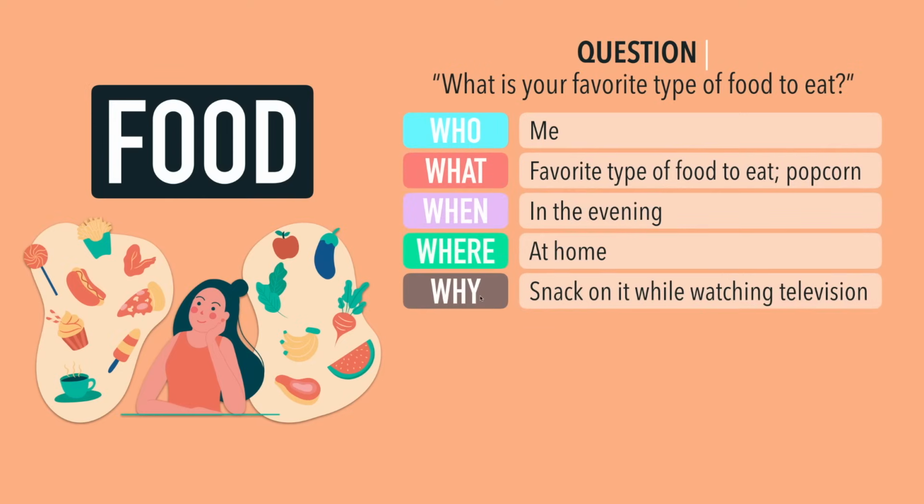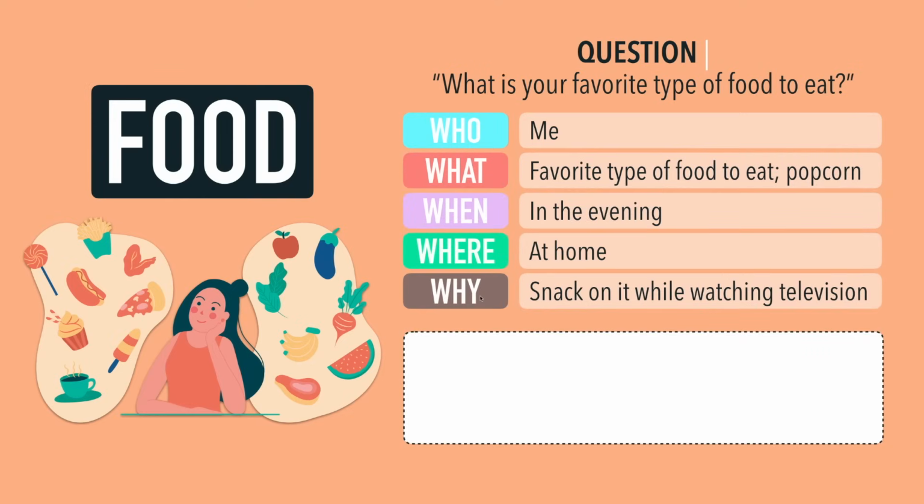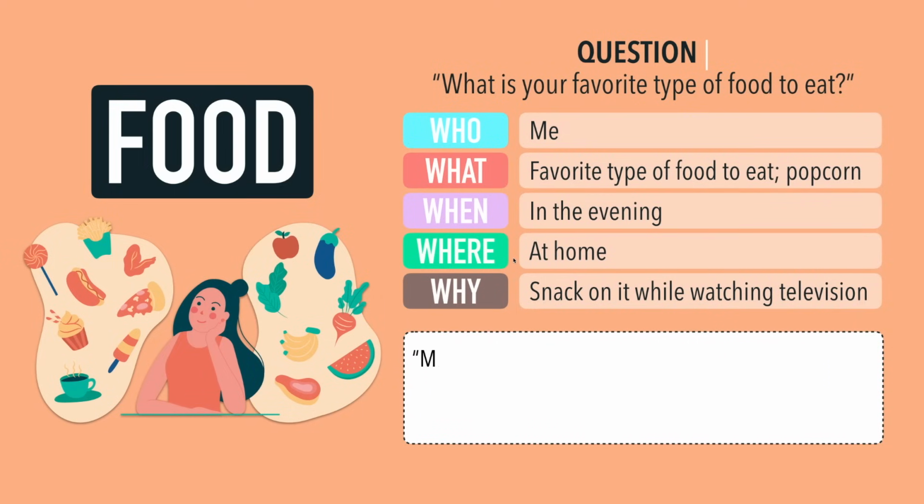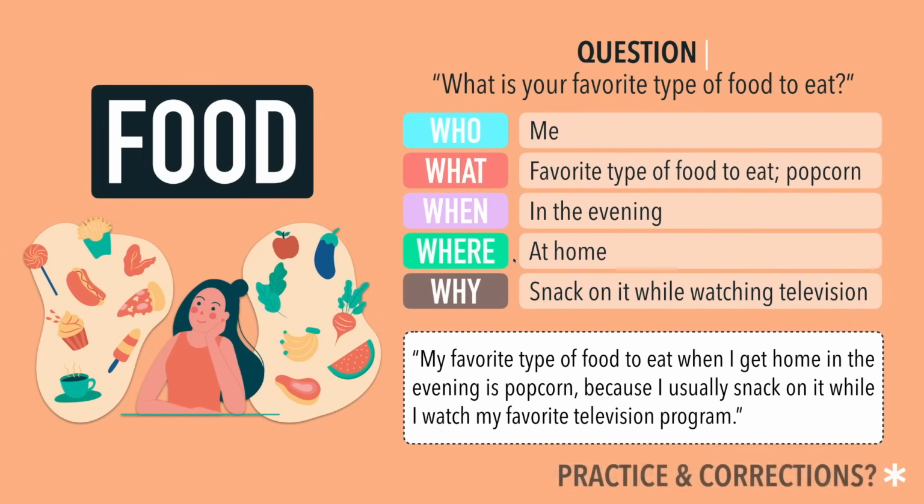All right. So again, the example question is not about me. All right. Okay. So here we go. Who, what, when, where, why? Who? Me. What? Favorite type of food to eat? Popcorn. Again, this is not my answer. When? In the evening. Where? At home. And why? Snack on it while watching television. So my favorite type of food to eat when I get home in the evening is popcorn because I usually snack on it while I watch my favorite television program.